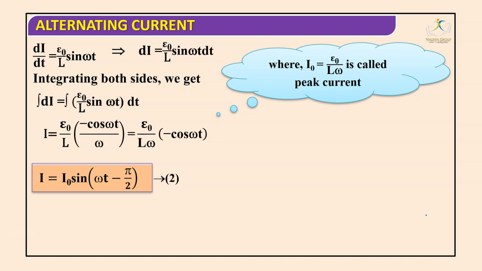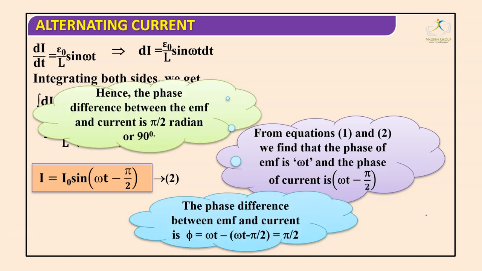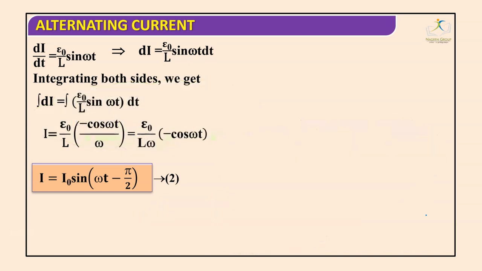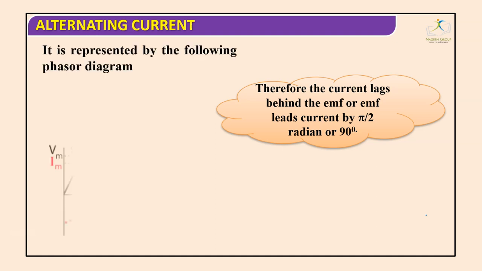Now where I naught is equal to E naught by L omega, it is called the peak current. So from equations 1 and 2 we can find the phase of the EMF is omega t and the phase of the current is omega t minus pi by 2. Hence the phase difference between the EMF and the current is pi by 2 radian or 90 degrees. Therefore, the current lags behind the EMF, or the EMF leads the current by pi by 2 radian or 90 degrees.